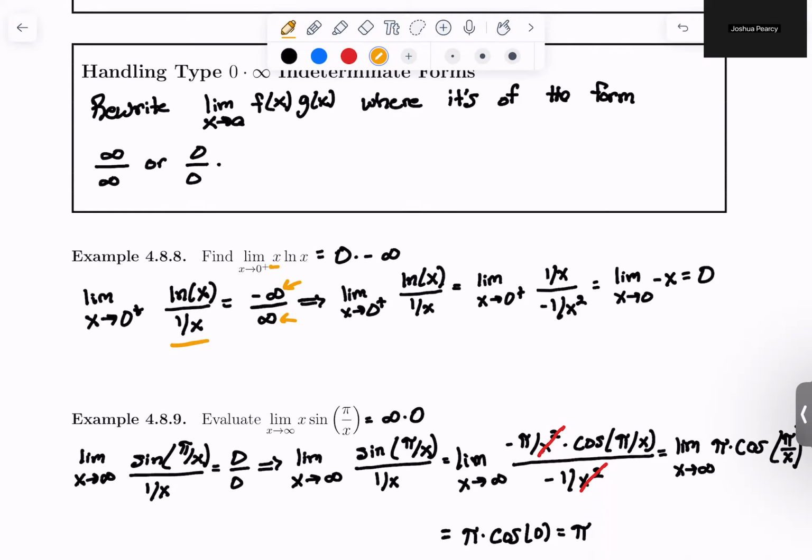So if I take the derivative of ln x, I get 1 over x. If I take the derivative of 1 over x, I get minus 1 over x squared. But this can be simplified into negative x. And then when I take the limit as x goes to 0 from the right of negative x, I get 0. You can verify this limit by graphing the function in Desmos and see.